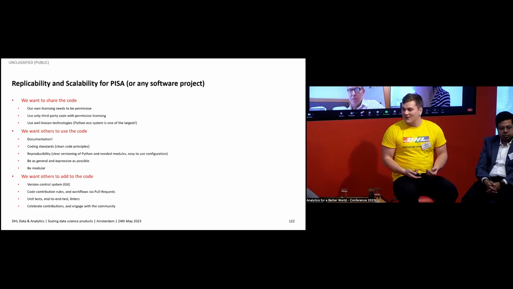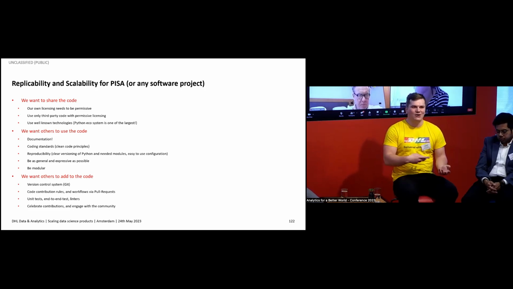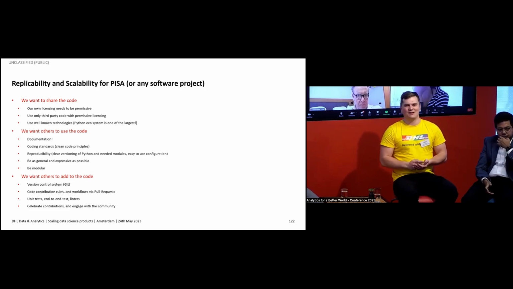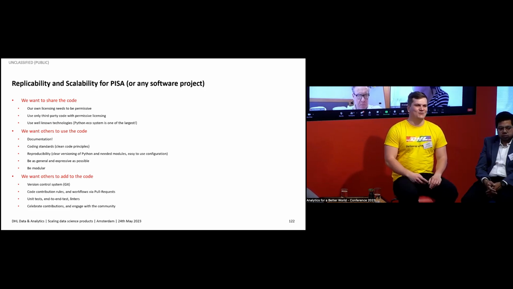Now we want also others to add to the code, be it students, be it people who just stumble upon it on GitHub, right? So we do need a version control system. We need code contribution rules, right? What do you need to do so that your pull request, that's kind of what you do as a programmer. I have a good change, here is a pull request. What do I need to do so that you will accept it, that you will merge my code into the code base? And then a lot of super technical things. Again, if you are unaware of these and want to know more, talk to me. Unit tests, end-to-end tests, linters, just some keywords.